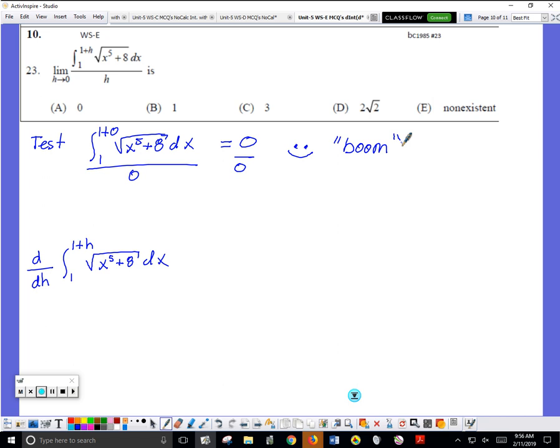Okay, so you create a new limit problem by taking the derivative. It's the derivative of an integral. So write down the integrand. Plug in the upper limit.